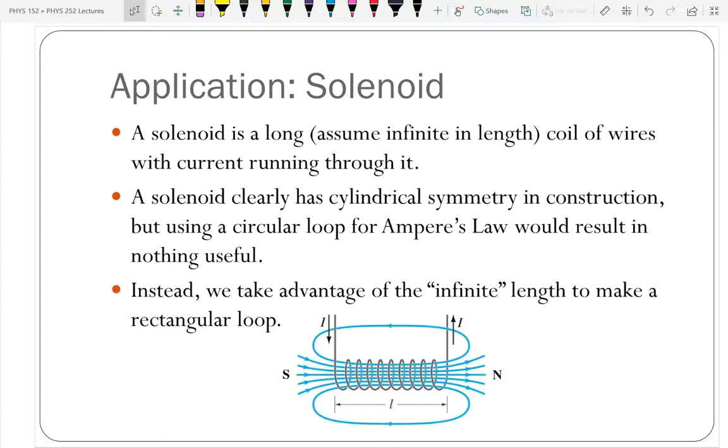And so if you make a loop that matches the symmetry, a circular loop around that, at all places, your magnetic field is going to be perpendicular to your ds. So you're going to get nothing for the circulation. So it's not a useful symmetry. Even though it has it, it's not useful.